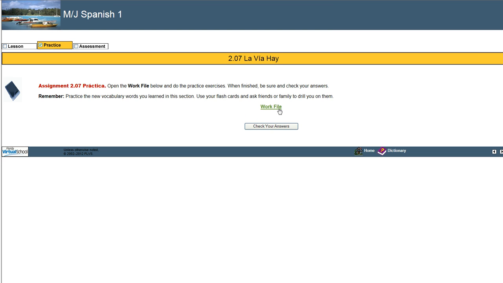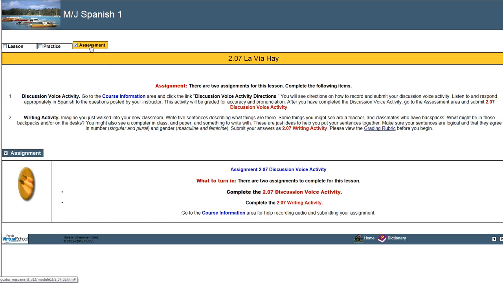Notice it says practice the new vocabulary words that you've learned, make flashcards, study, study, study. You're going to do the work file and check your answers as always. And now we're going to go ahead and move to the assessment. So there are two assignments for this lesson. The first one is a discussion voice activity, which we're going to go to in a minute. And the second one is a writing activity. So let's take the writing activity first.